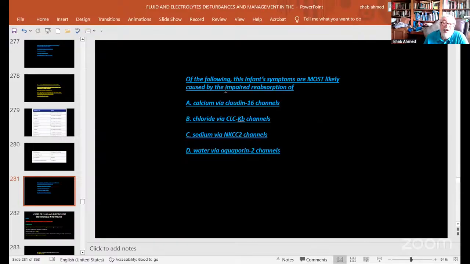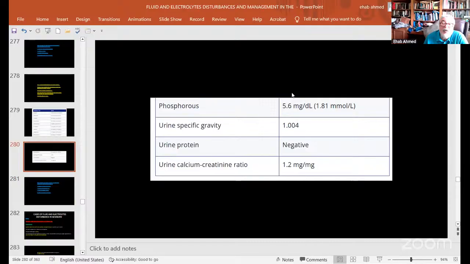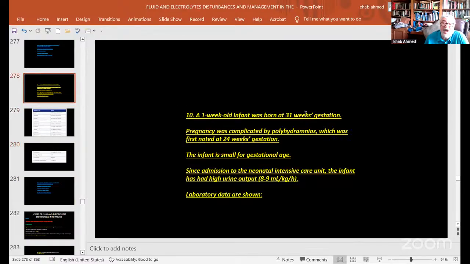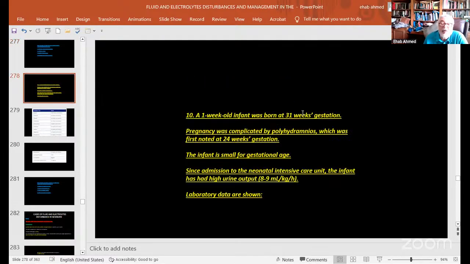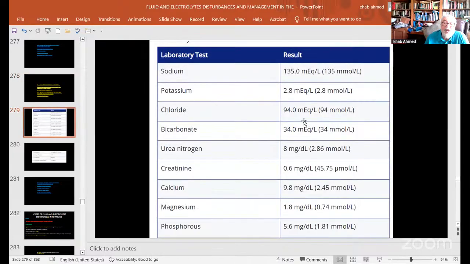And to know the answer, you should know what you are dealing with. A baby who is having polyhydramnios, history of polyhydramnios, SGA, polyuria, hypokalemia, hypochloremia, alkalosis, metabolic.